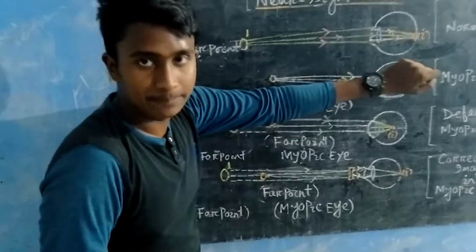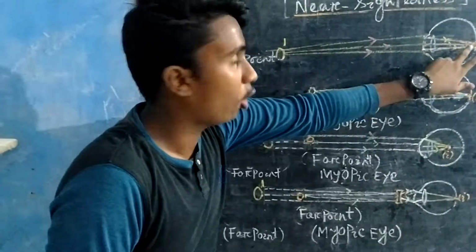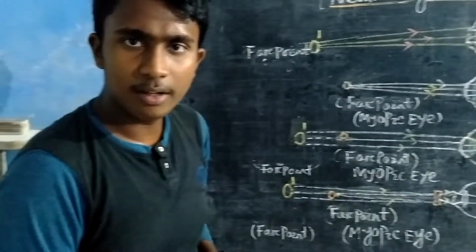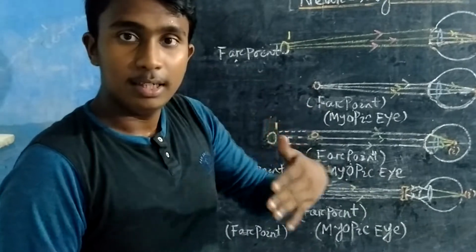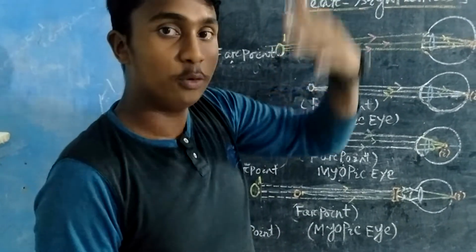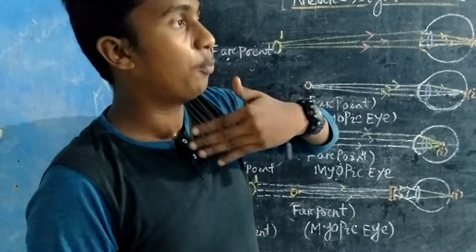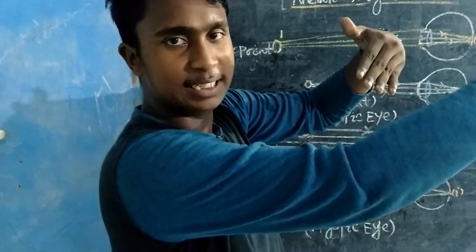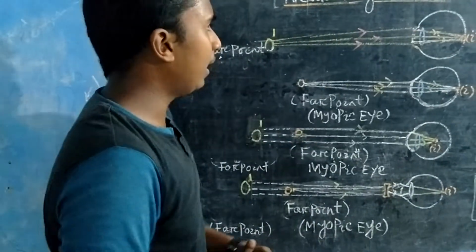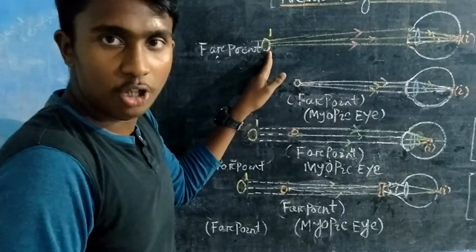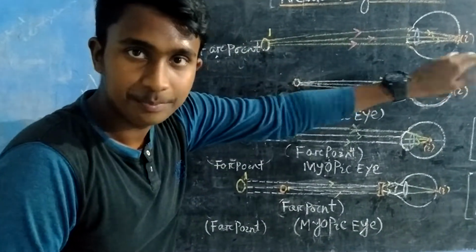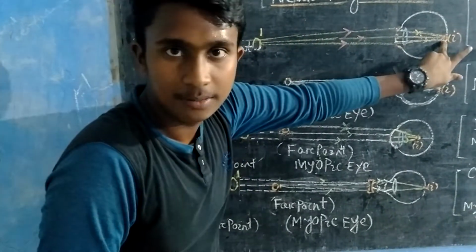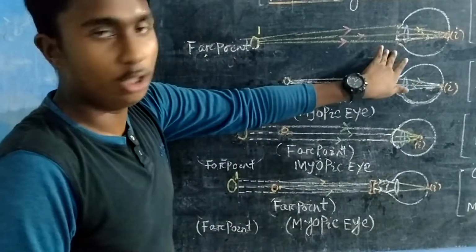Friends, in the first picture, the eye can see the object which is placed between 25 cm and infinity. What does infinity mean here? Infinity means the distance up to which the person can see. So friends, here the point is called the far point of the normal eye. In this case the image is formed on the retina. This is the normal eye.